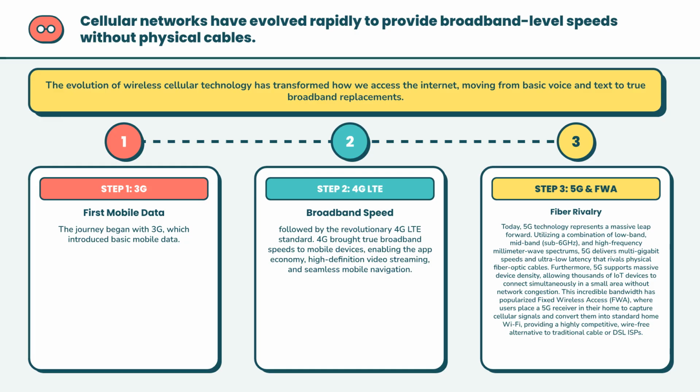Cellular technology has evolved from 3G to 5G, now offering speeds that rival physical fiber connections. Technologies like fixed wireless access allow for wire-free home internet, providing a competitive alternative to traditional broadband.